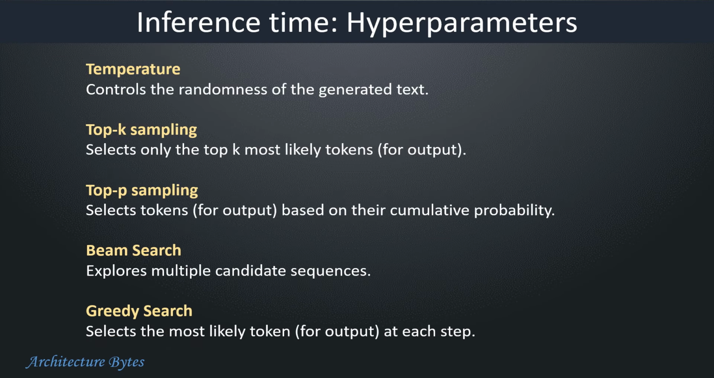Here are inference time parameters. Temperature controls the randomness of generated text. Top K sampling selects only the top K most likely tokens for output. Top P sampling selects tokens for output based on their cumulative probability. Beam search explores multiple candidate sequences. Greedy search selects the most likely token for output at each step.